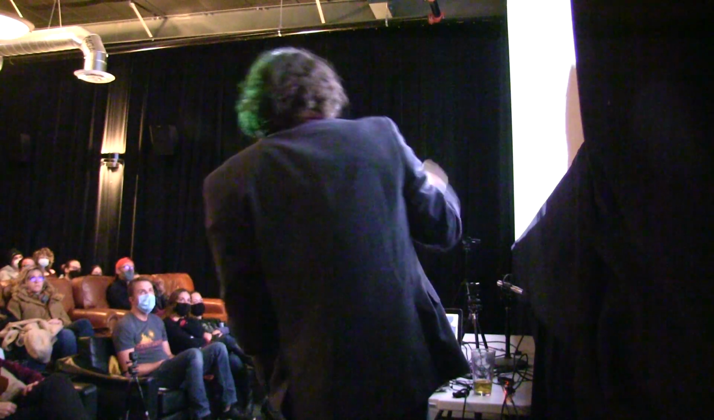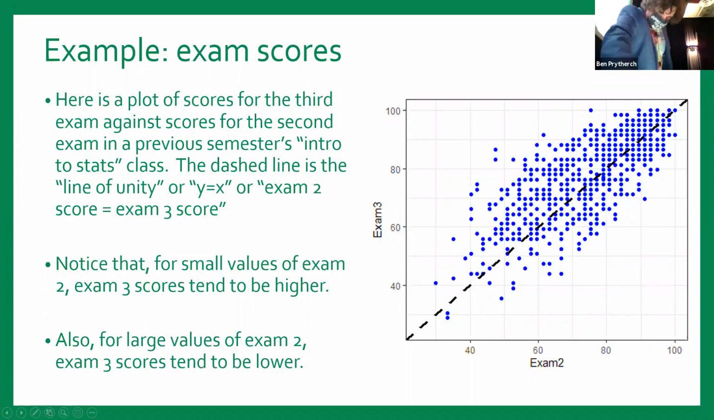And so if you focus your attention on the lower scores on exam 2, most exam 3 scores are above that dashed line. So most of the students who did poorly on exam 2 improved.